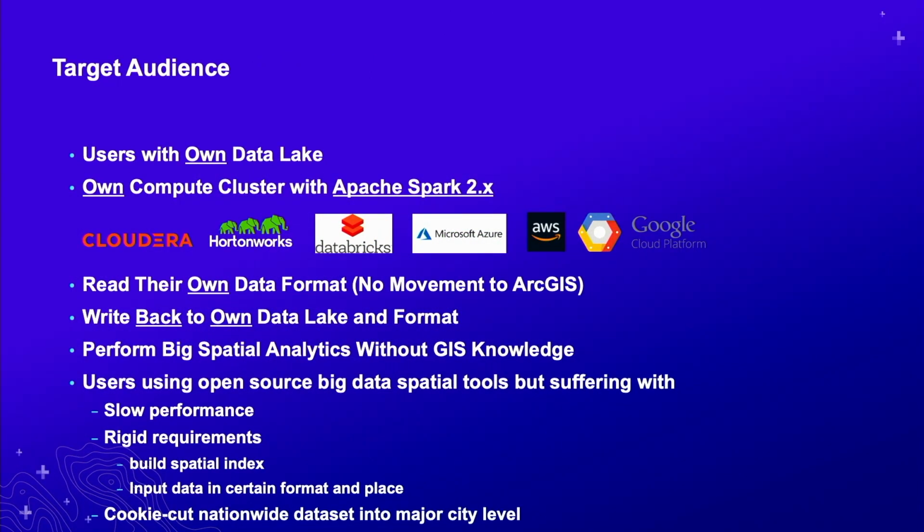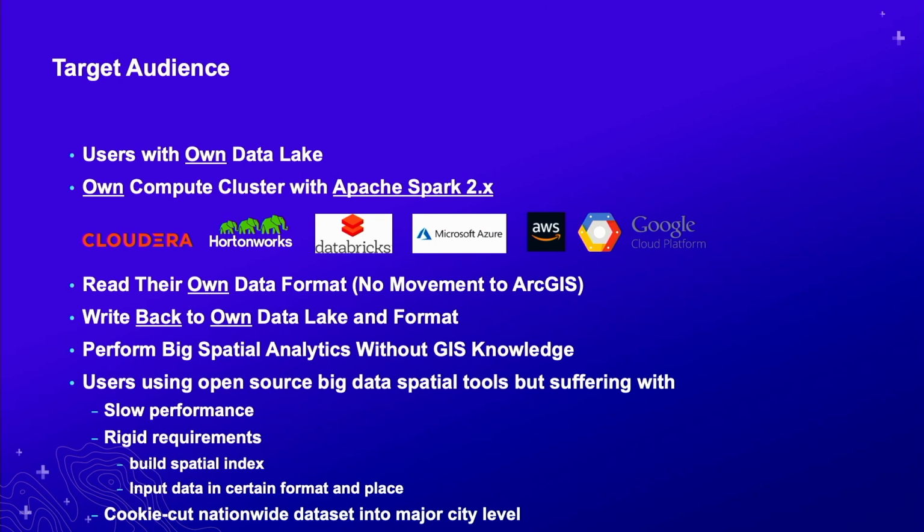So, who is the targeted audience? Big Data Toolkit is for users with their own data lake, users with their own big data cluster, either on-premise or in the cloud, with Apache Spark 2.0 or higher. It's also for users who need to be able to read their own data format, users who need to write back to the data lake in their own format, and users who need to process massive location data without any GIS knowledge.